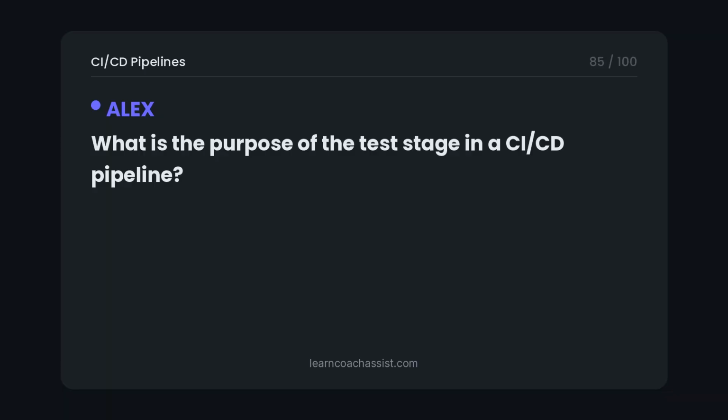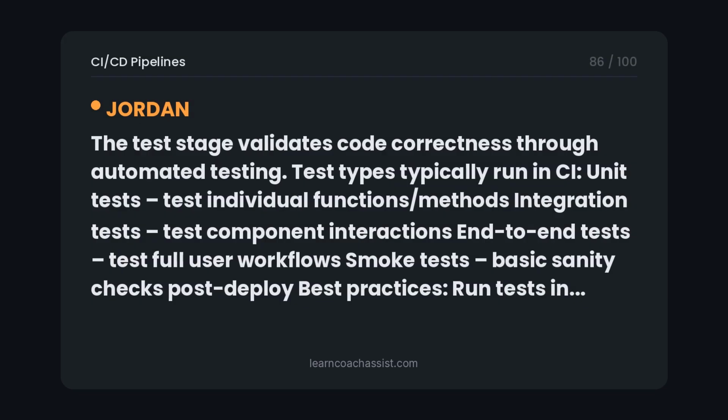What is the purpose of the test stage in a CI/CD pipeline? The test stage validates code correctness through automated testing. Test types typically run in CI: unit tests, testing individual functions or methods; integration tests, testing component interactions; end-to-end tests, testing full user workflows; smoke tests, basic sanity checks post-deploy. Best practices: run tests in parallel for speed, use test splitting across runners, generate JUnit XML reports for CI integration.